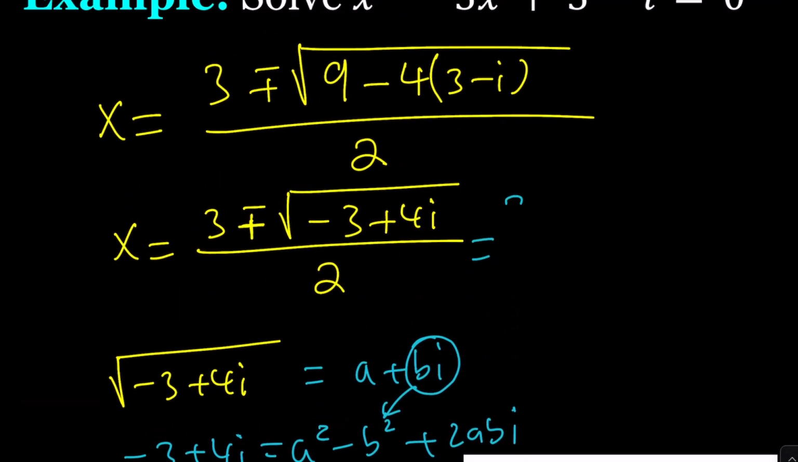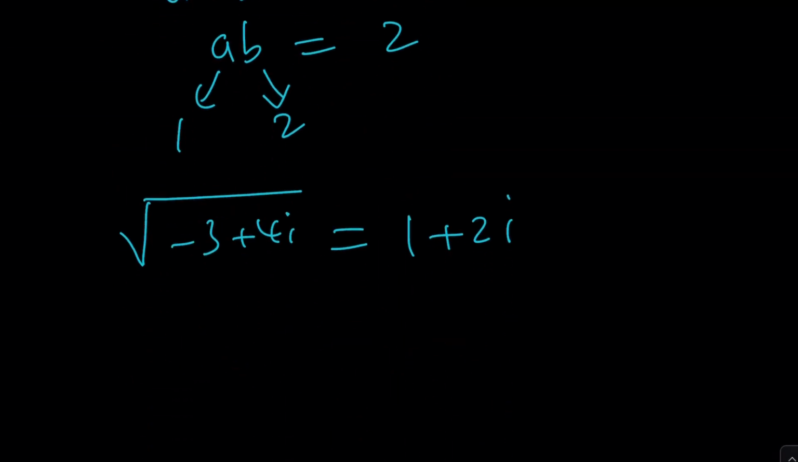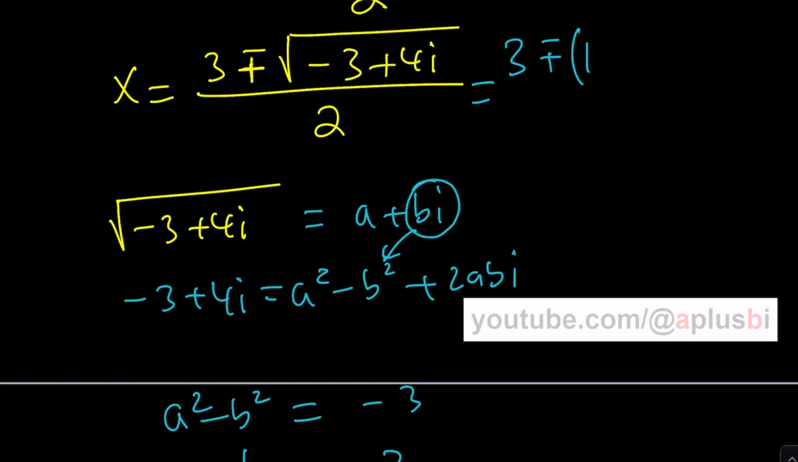Let's go ahead and plug it in. What was the answer? 1 plus 2i, but put it in parentheses so the negative can take care of it. And now let's go ahead and distribute and look at each case.